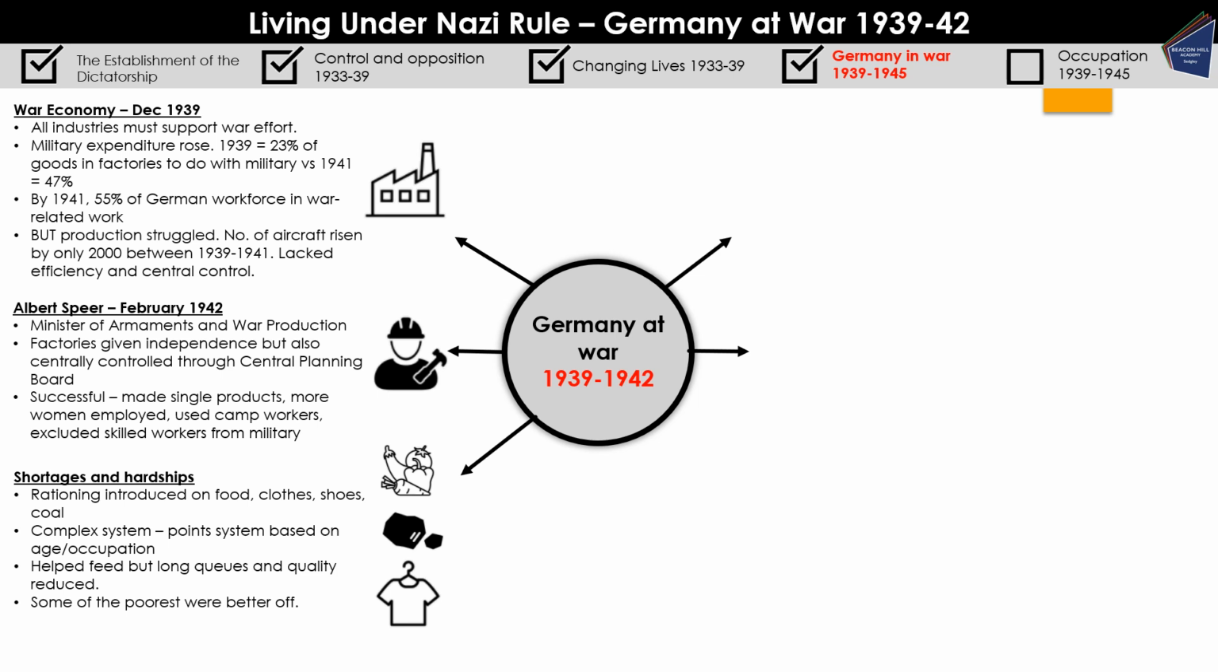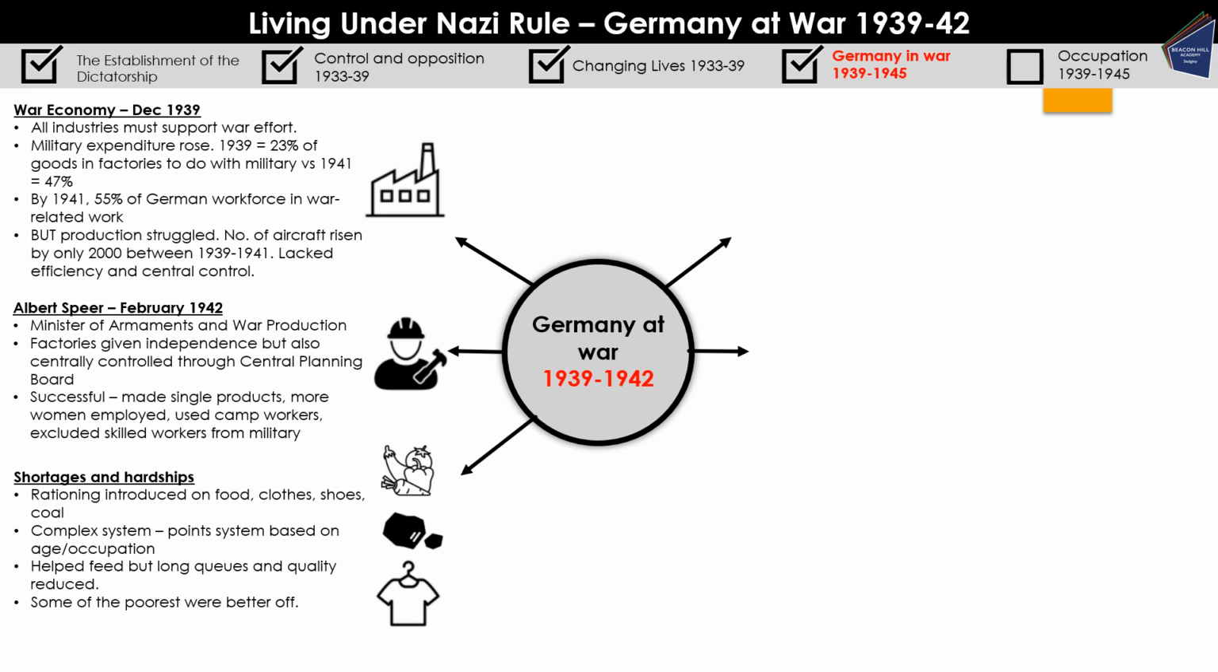In terms of shortages and hardships, rationing was introduced on food, clothes, shoes and coal, so the German people would have really felt the impact of that. There was a complex system which was points based on age and occupation. Some people did receive higher rations, so for example pregnant women would have received more rations because of the importance put on the next generation for the 1,000-year Reich.